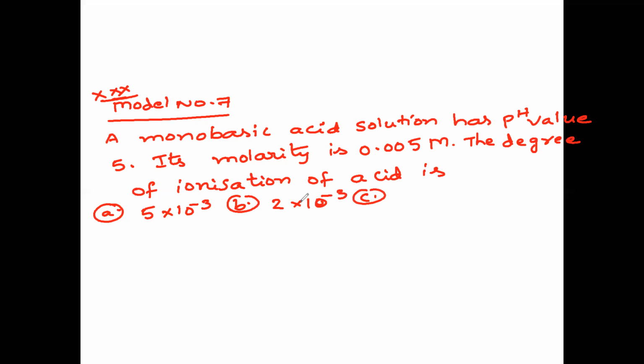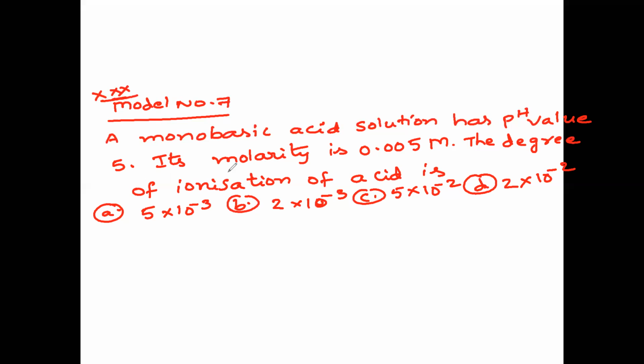Option C is equal to 5 into 10 to the power of minus 2, and option D is equal to 2 into 10 to the power of minus 2. So very close options. First of all, we'll see how to calculate this numerical.